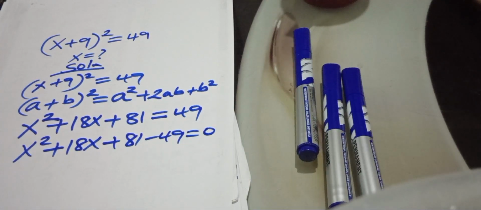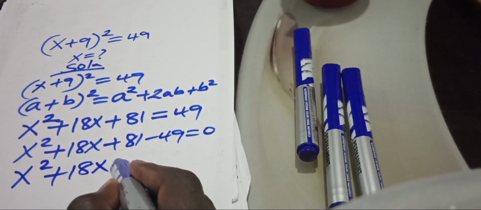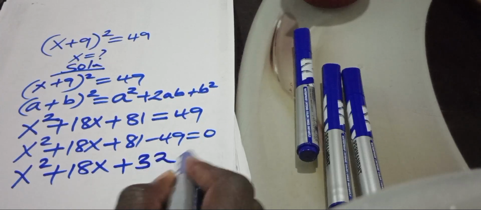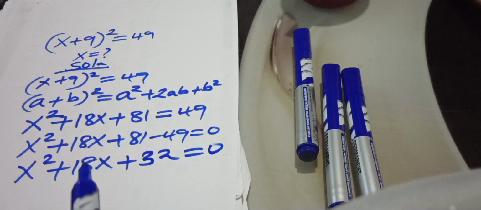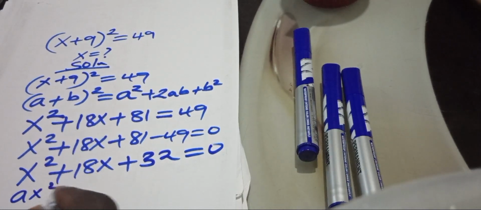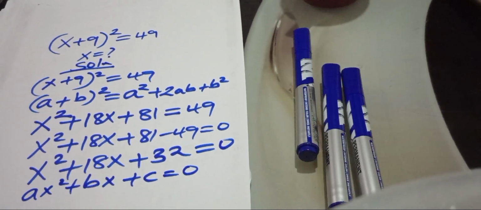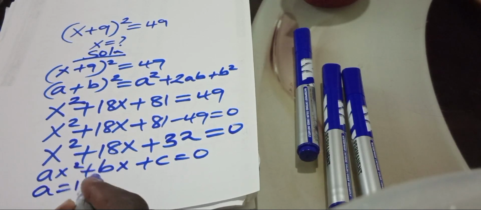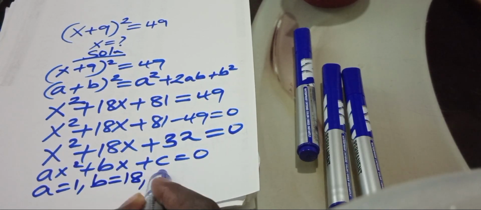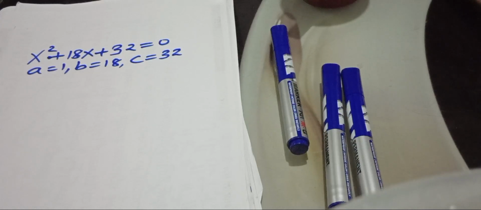This is the same thing as x^2 + 18x + 32 = 0. This is a quadratic equation in the form ax^2 + bx + c = 0. From what we have here, a is equal to 1, b is equal to 18, and c is equal to 32. Now let's apply the quadratic formula to solve for the value of x.